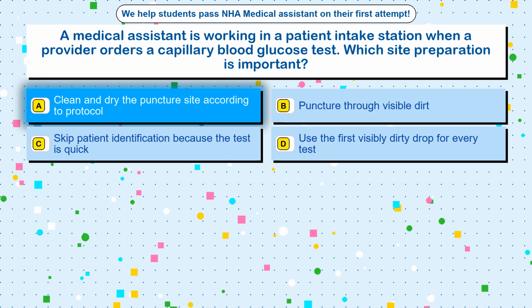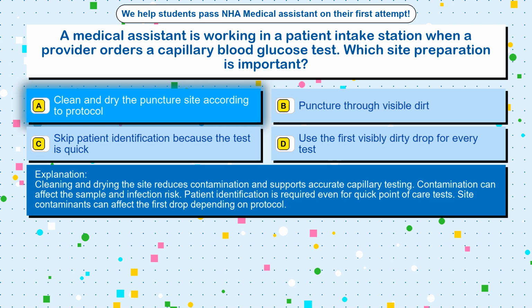Clean and dry the puncture site according to protocol. Cleaning and drying the site reduces contamination and supports accurate capillary testing. Contamination can affect the sample and infection risk. Patient identification is required even for quick point-of-care tests. Site contaminants can affect the first drop depending on protocol.